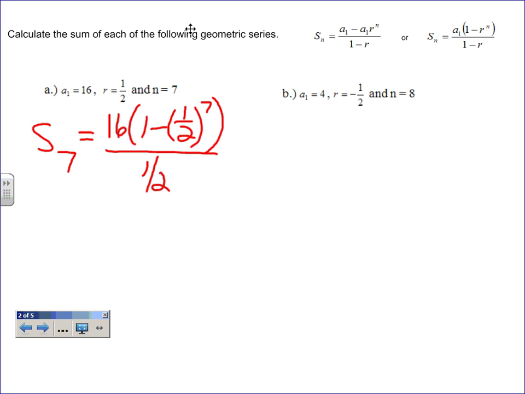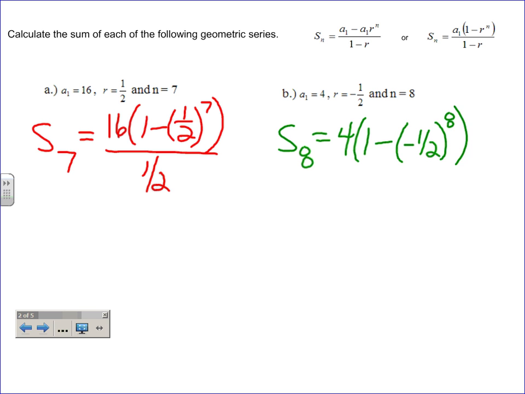So let's write this one out before we go to the calculator. Do you want to stick with the same formula, or do you want to see one the other way? Same formula? Okay. So S sub 8, the sum of the first 8. It's 4, parentheses, 1 minus. Now what is it I showed you to maybe write next? Yeah, let's put a parenthesis. Let's put R in there, which is a negative half. And then to the 8th power. And then it's over 1 minus a negative half.